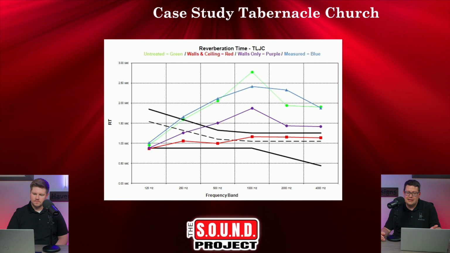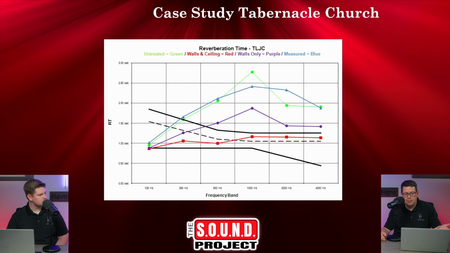And in fact, when I see a reverb time graph, I can almost tell you what the surface materials are before you tell me because I've seen so many of these and some of them have a distinct shape depending on what kind of materials are used. Sure. But this is a drywalled room with a lot of windows.